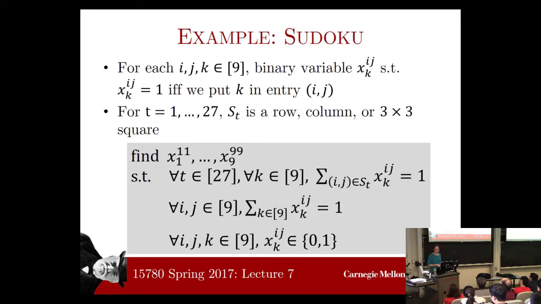And the final constraint just says all of these variables are binary. They're all 0 or 1. So for every i, j, k, x_ijk is either 0 or 1.